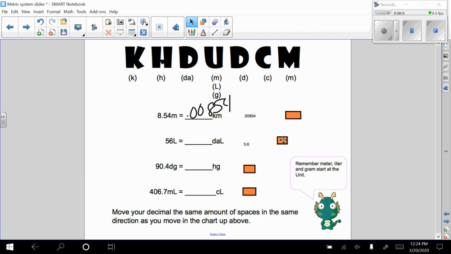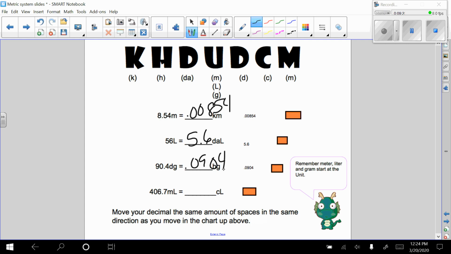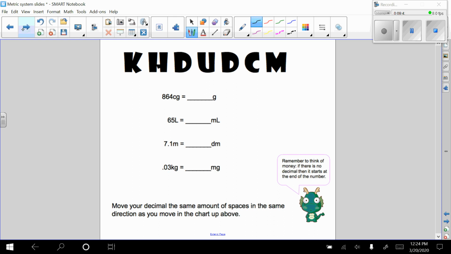What did I get from 56 to 5.6? Decigrams to hectograms. How far did I move? Where did I go? I had to move to the left, and it looks like I had to go 1, 2, 3 spots there. So make sure you have 0.0904. Don't forget all of your numbers. And the last one, from milliliters to centiliters. How many spots did I have to move? In that case, it's only 1 spot to the left. So you would have come up with 40.67.